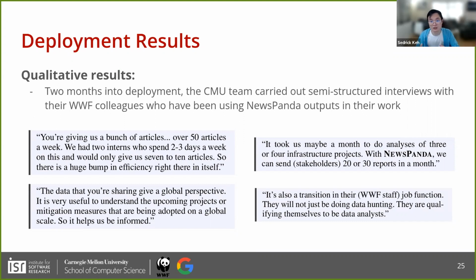And in the last panel, it says they will not just be doing data hunting, they're qualifying themselves to be data analysts. And this is really one of the main goals of NewsPanda, as I mentioned earlier, that we really want WWF to be able to allocate the resources in the best way possible so that they can do what they do best, which is analyzing these articles in a deep level and acting upon these articles.